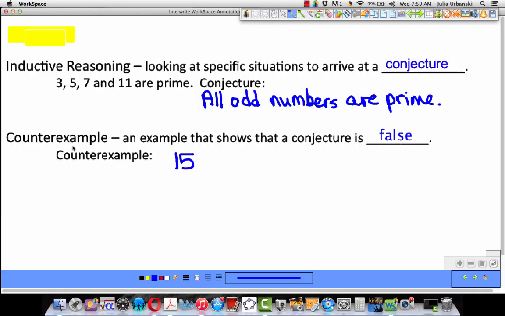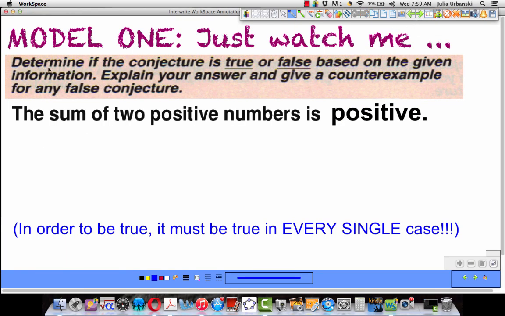So to be a counterexample, or to prove that a statement is false, you only have to find one counterexample, and that proves the whole entire thing is false. So just watch this example with me. You do not have this in your notes. The sum of two positive numbers is positive. Okay, we have to see if that's true or if that's false. And if it's true, it has to be true in every single case. There has to be no possibility of it being false.